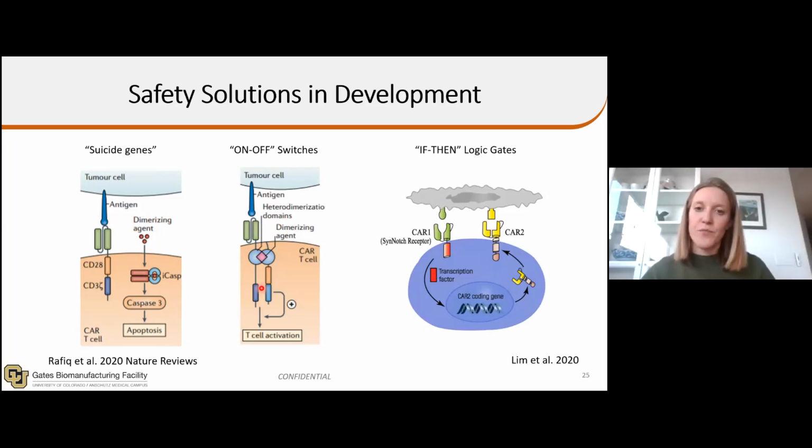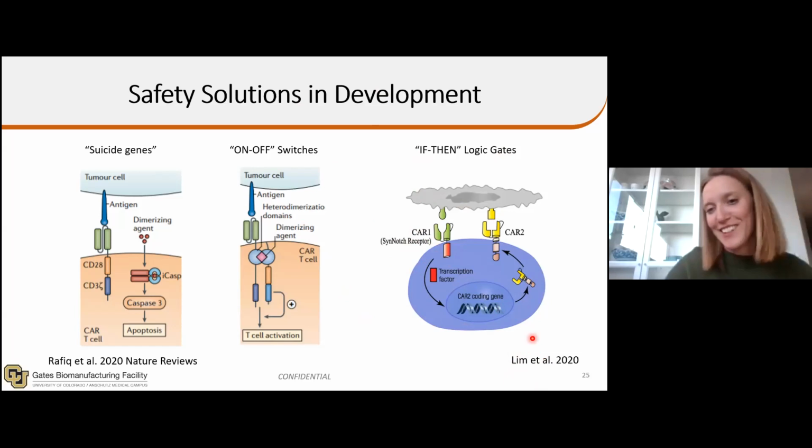And then these two platforms we were developing at Cell Design Labs. And actually that was the platform technology that we used to sell the company to Gilead. This is a technology developed by Wendell Lim. His papers are really cool.